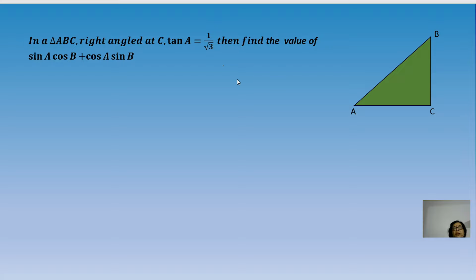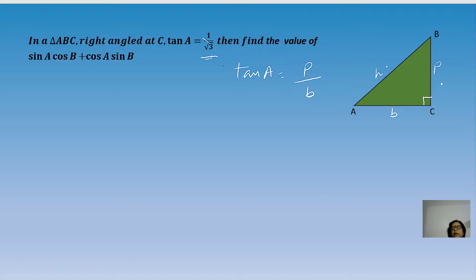Now the next question is: right angle at C, and tan A is equal to 1 by root 3. You will notice that the actual measurement is not given. Tan of the angle is a ratio of perpendicular by base. In this case we cannot write that this side measures 1 unit and this side measures root 3 units, because this is a ratio, and a ratio is represented in the smallest fraction. The highest common factor has been removed.